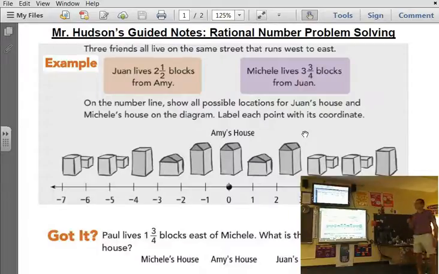So figure out where might Juan live, where might Michelle live, and we are going to pick this up right here tomorrow. Take about 30 more seconds. You should be able to get all 4 of these down. The more you get down today, the quicker we can get done tomorrow, and then we can have work time at the end of class.